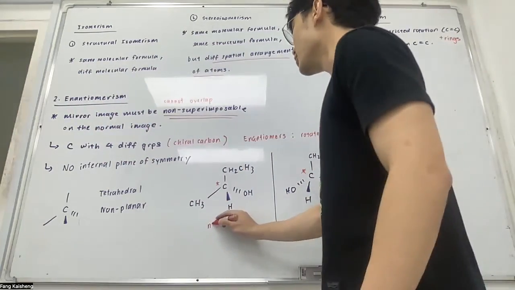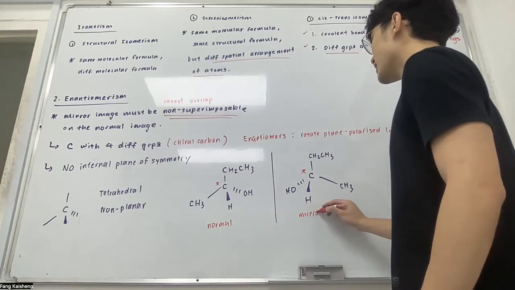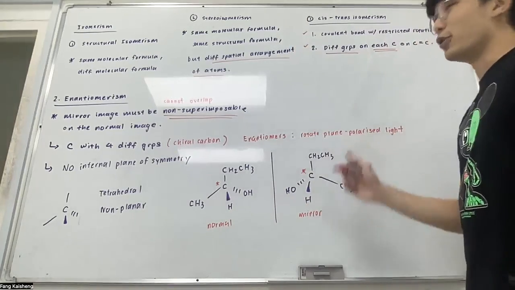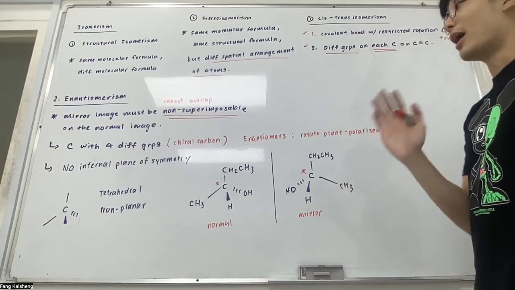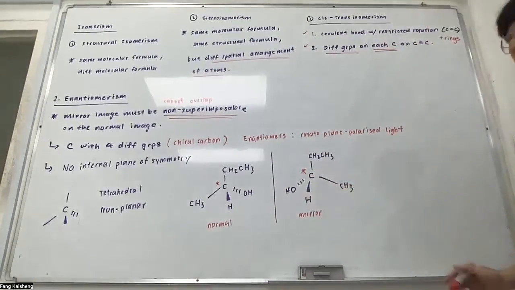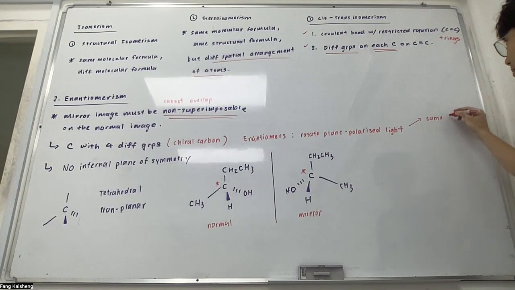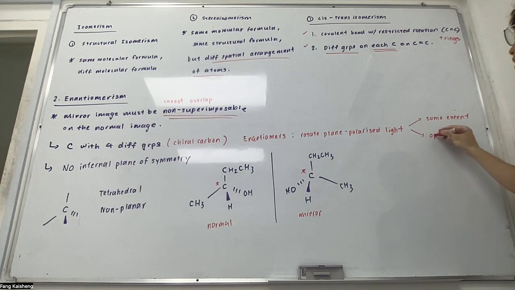I have a normal image and I have a mirror image. Now they are enantiomers of each other, right? They both can rotate this thing. But some properties here: when you have two enantiomers, they rotate plane polarized light by the same extent, but in opposite directions.